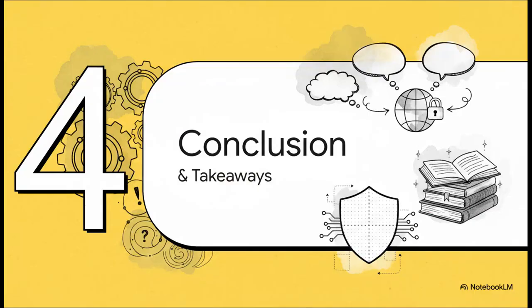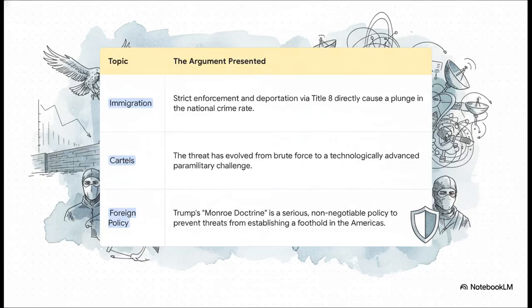So let's take a step back and look at the whole argument he's built here. What are the main pillars that are holding this entire thing together? As you can see, it's really a chain of logic. It all starts with strict immigration enforcement, which he says will cause domestic crime to plummet. That's then justified because, in his view, the cartels have become this huge, high-tech paramilitary threat. And the final piece? A hardline foreign policy to stop those threats from ever getting a foothold in the hemisphere.